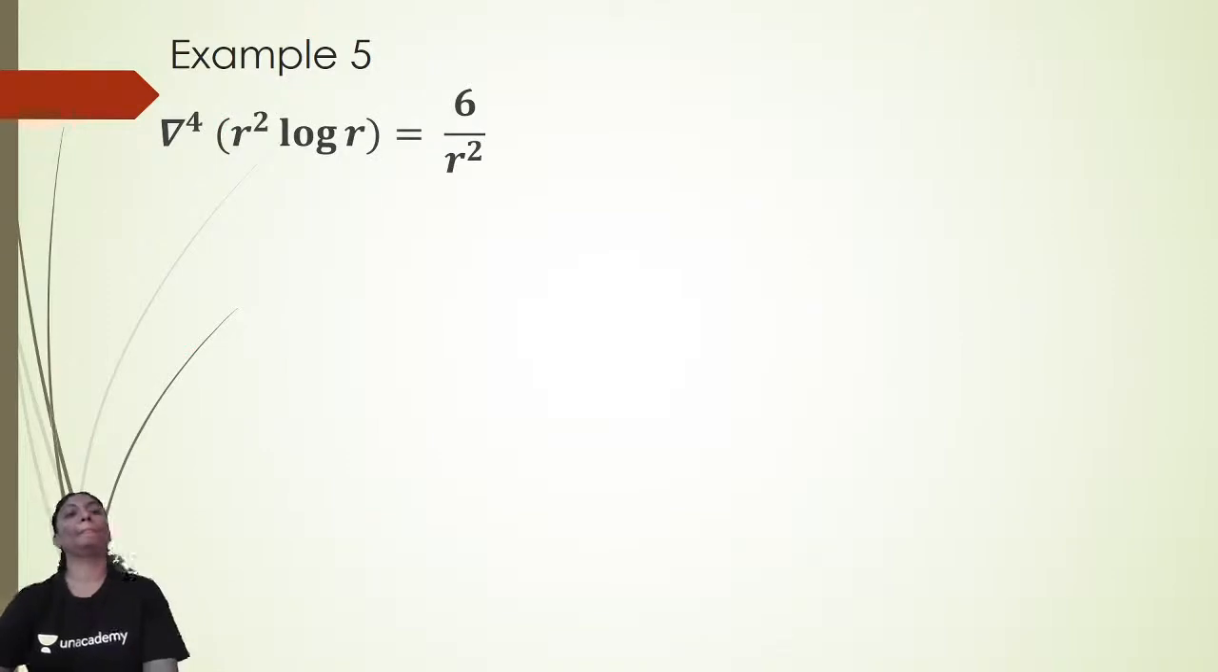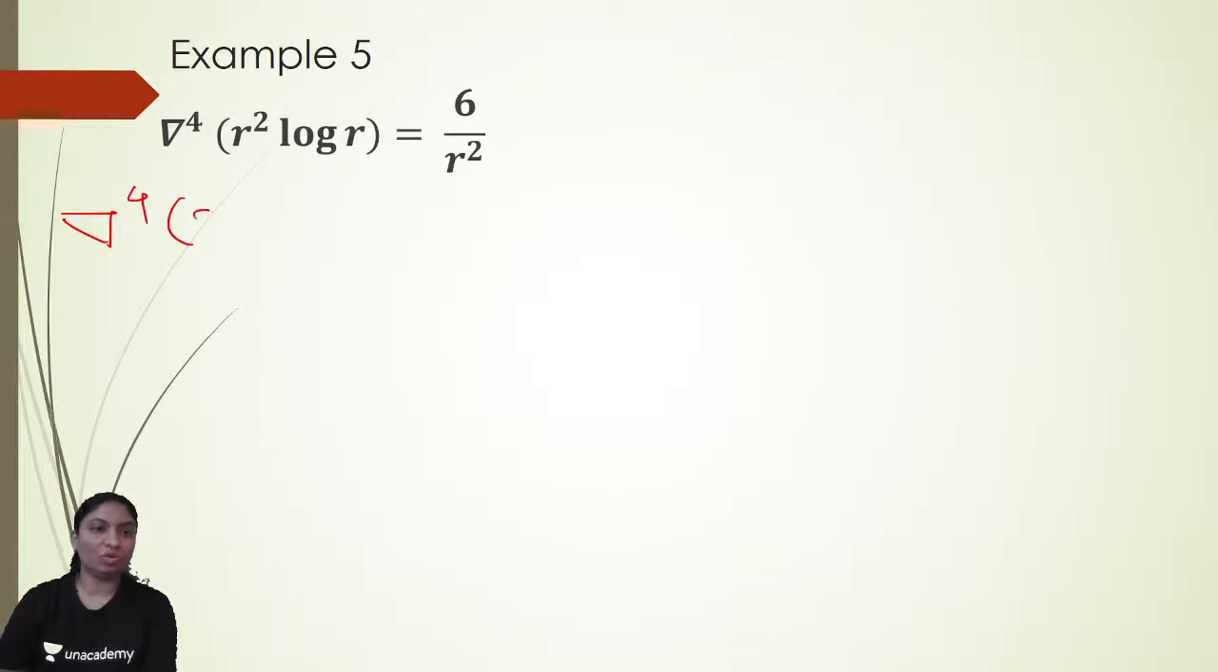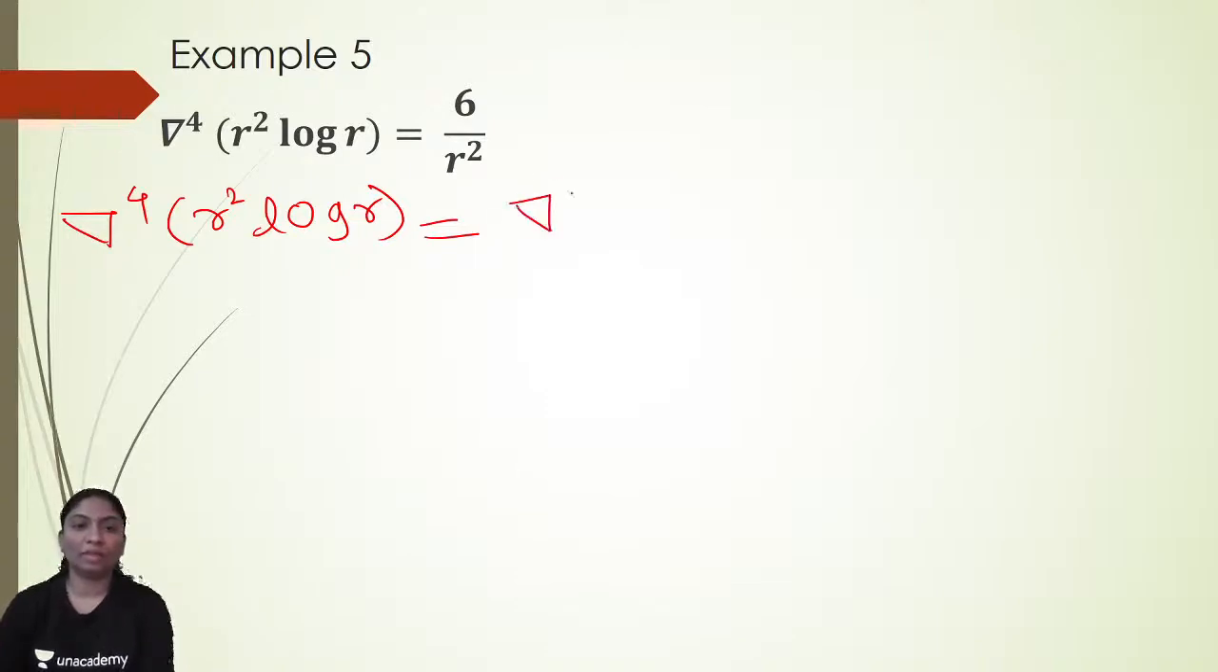Now, example 5 here, del raised to 4 of r square into log r. Okay, अभी del raised to 4 है तो हमें क्या करना है, now it's very simple. Okay, अभी आपको समझ में आ गया होगा कि del की प्रॉपर्टी हमें कैसे यूज करनी है. del raised to 4 of r square into log r, right? तो यहाँ पे होगा del raised to 4, it means del square of r square log r.